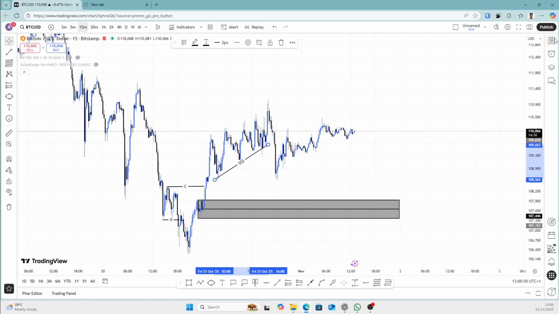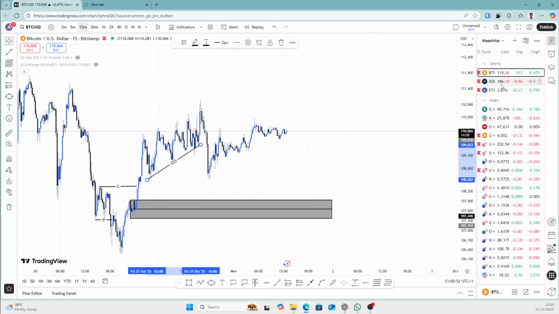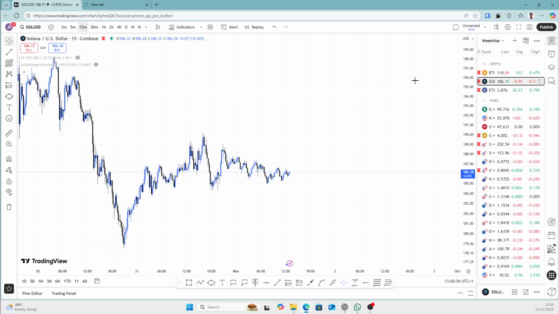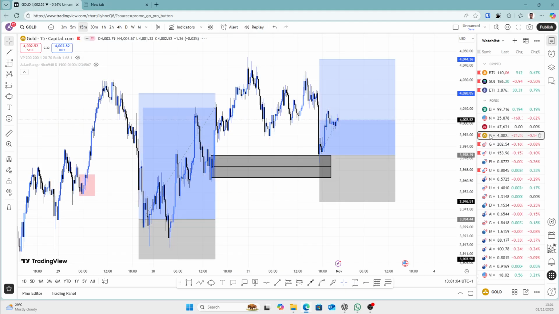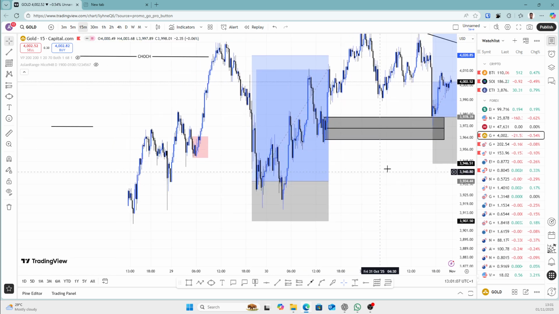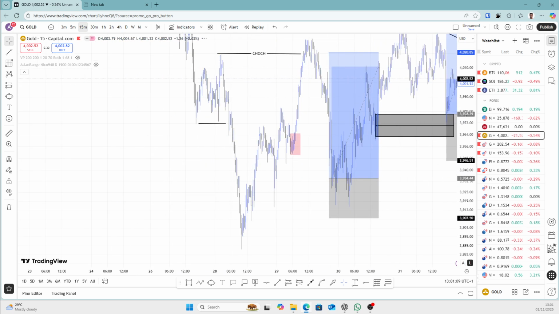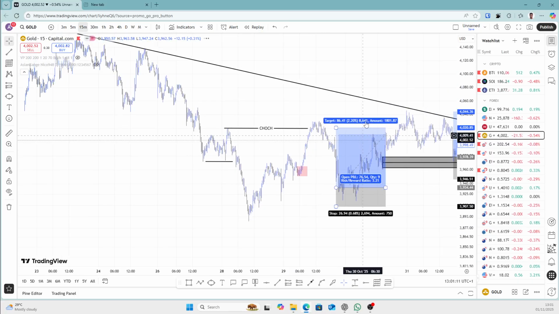So with that being said, I'm going to move to some other pairs, like let's say Solana. If I'm not mistaken, I think we didn't really get something for Solana. It's still moving similar to Bitcoin, but I think for gold there's something quite interesting as well. Okay, let's take a good look at this, for instance, to show you that this stuff is really a good one.